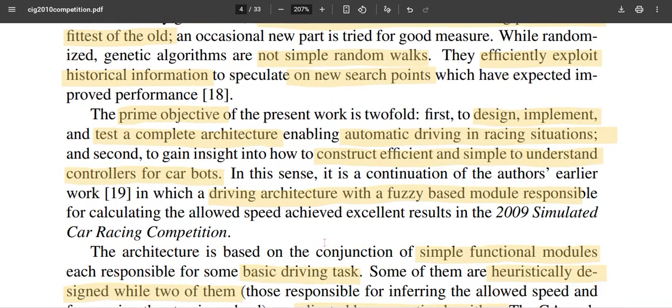Here, the primary objective of this paper, they say, is twofold. One is to design, implement, and test a complete driving architecture for autonomous driving in racing conditions. The second is to construct an efficient and also simple, understandable controller for the car robots. Those driving architectures and controllers will be based on a fuzzy-based module, and some of those modules will be tuned based on genetic algorithms.